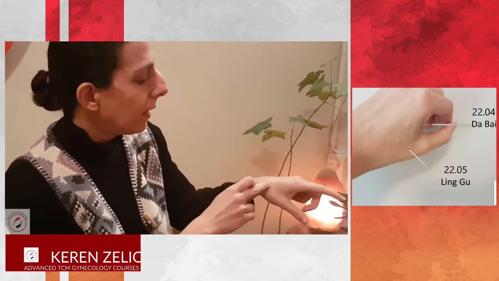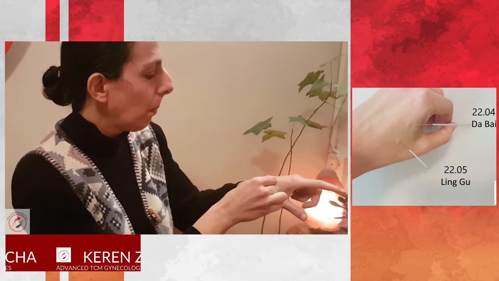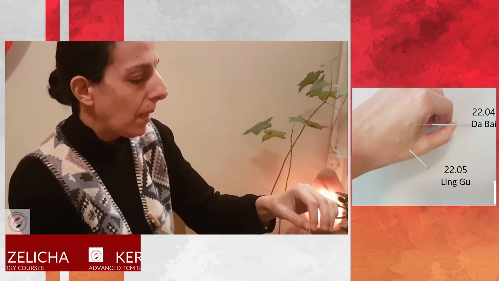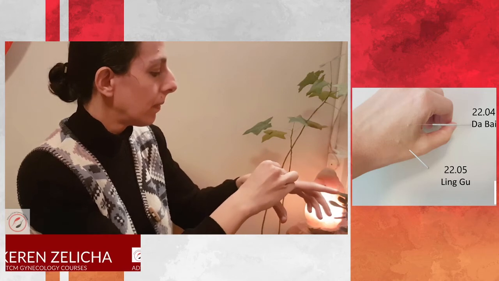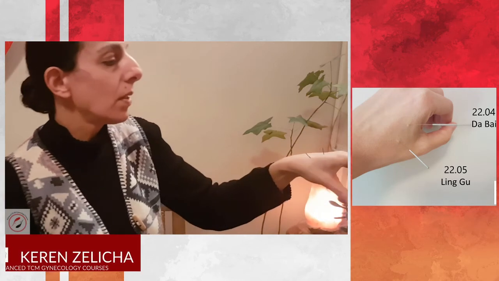How do we puncture? When we puncture Lingu and Dabai, I usually find the area of the junction between the first and the second metacarpal and we puncture. And Dabai will be half a cun distal. So this is Lingu and Dabai.